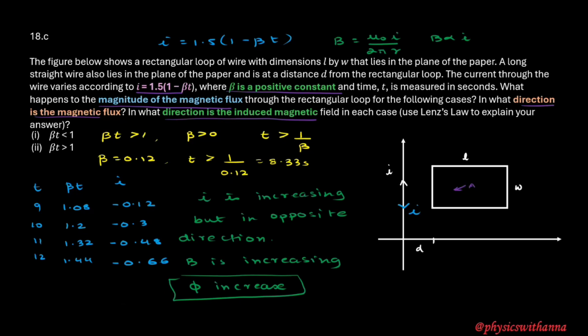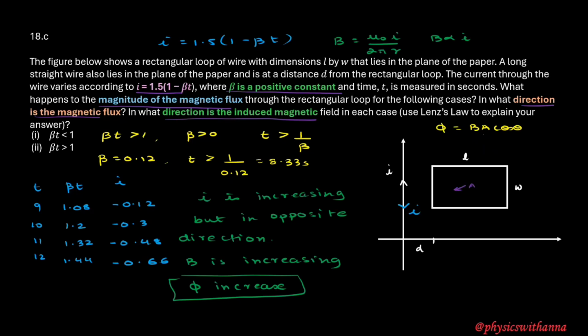The next part is asking you about the direction of magnetic flux. Again, magnetic flux is a scalar quantity, so it cannot have direction. But we can talk about whether it is entering the loop or whether it is leaving the loop. Will it be positive or negative? Flux phi is given as BA cosine theta. Depending on whether magnetic field and area vector are in the same direction or opposite, it can be positive or negative. Area vector will always be pointing out of the plane.